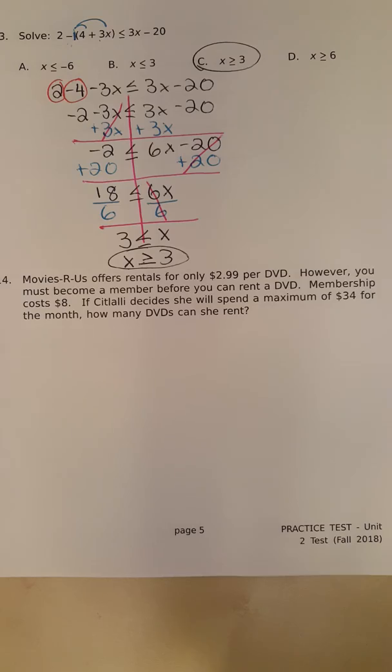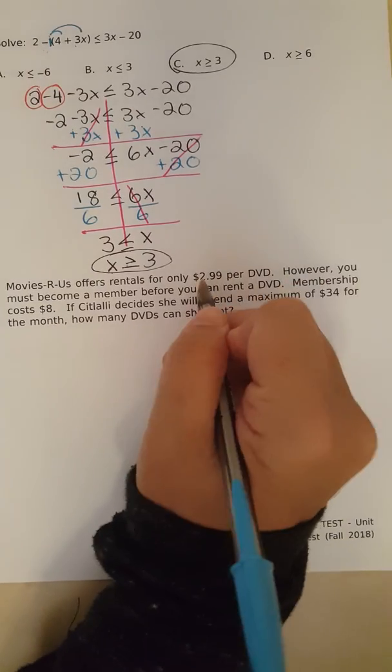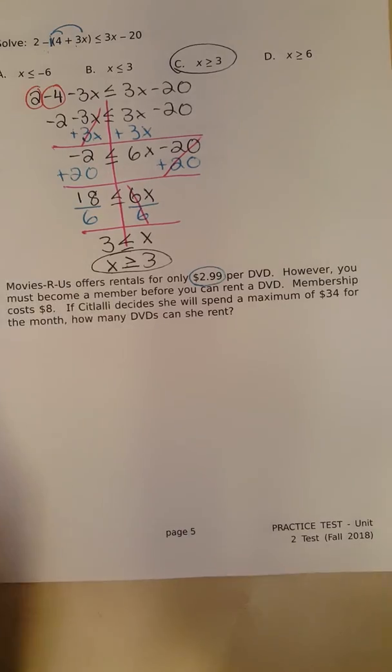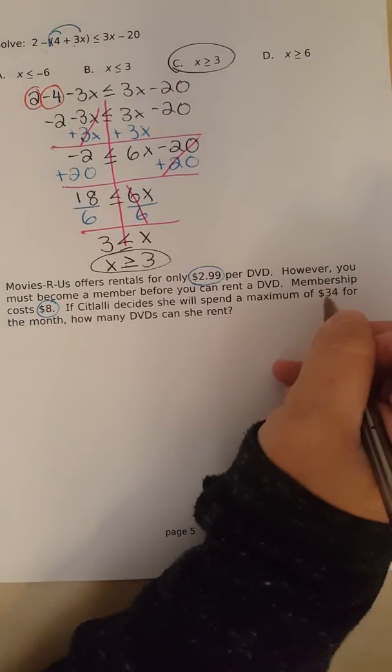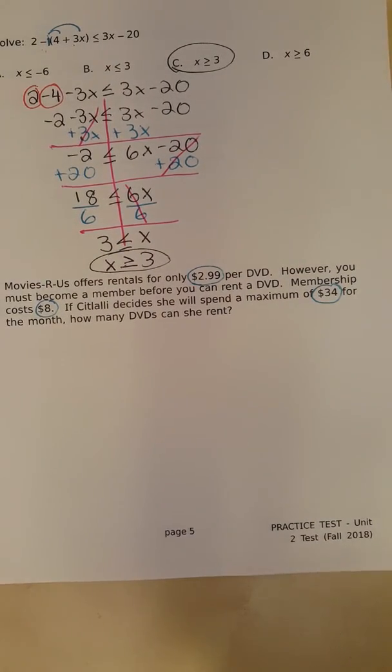Okay, we're going to go through and we're going to circle our important numbers. So first of all, they're renting movies for $2.99 per DVD. They also have to pay a membership, which is $8. And she's going to spend a maximum of $34. So those look like some important numbers in this problem.